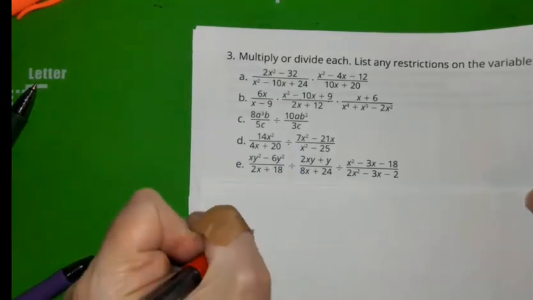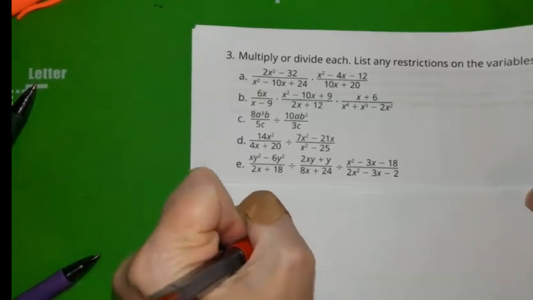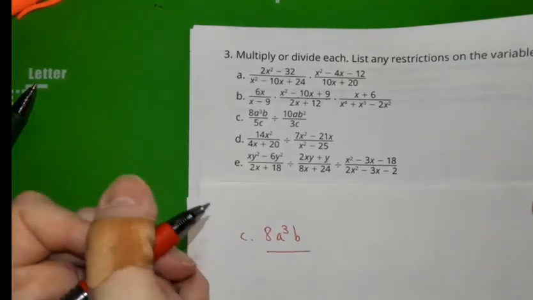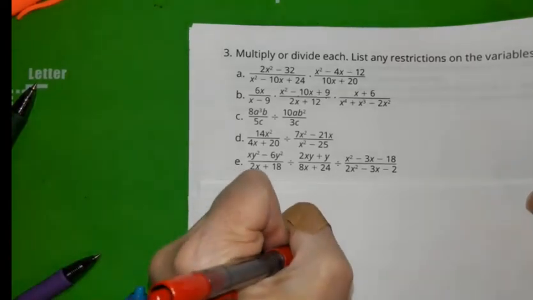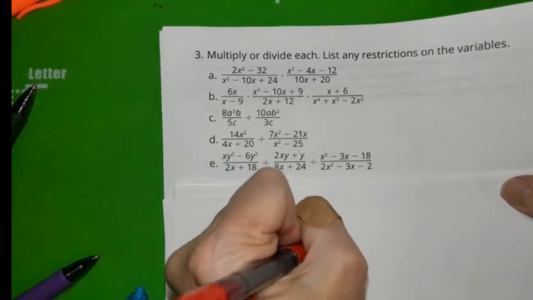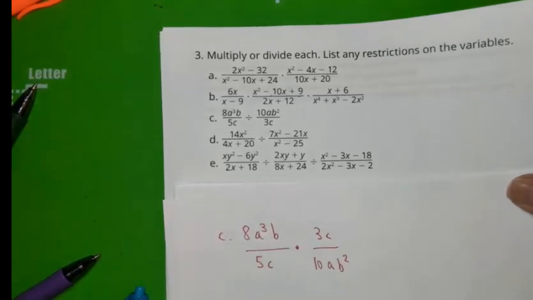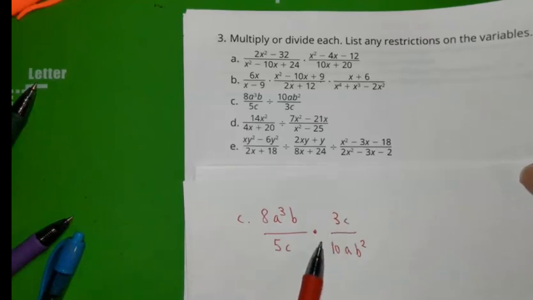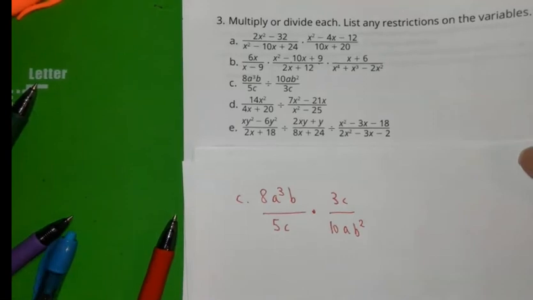On C, leave the fraction on the left. So we'll have 8a cubed b, and then 5c underneath, and then times, put 3c over 10ab squared. So I've taken the fraction on the right, taken the reciprocal, and changed this to a multiplication problem. Now let's see what we can do.